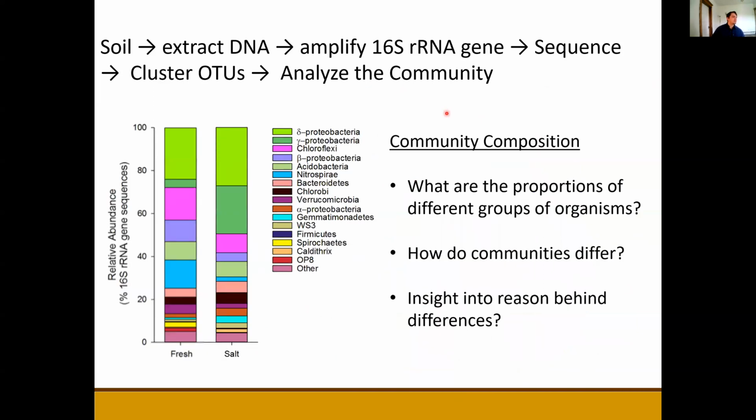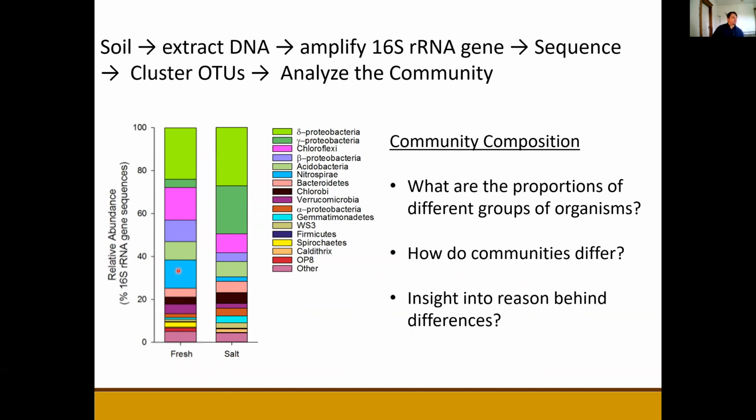And then you would look at also community composition. So what are the proportions of the different groups of organisms? Here you can have a key, and then you have different, this is a freshwater sample, this is a saltwater sample, and you can now see how the microbial community will differ. It gives us some insight into the reason behind the differences. Are these organisms more well adapted? If you look at this dark green group over here, why is there so much more here than there? Might they be more well adapted to the salt environment than to the freshwater environment?